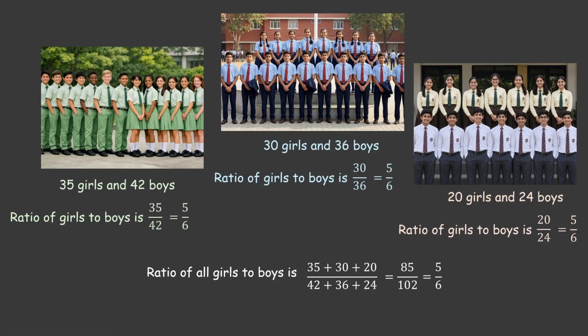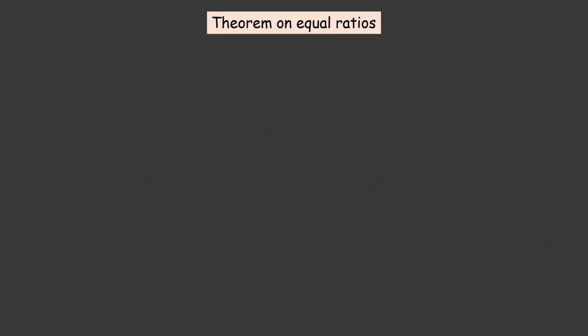So we see that if we have two or more than two equal ratios, then adding their numerators and denominators would also give us the same ratio. And this is not just true for this case, but for every single case. And therefore, this is a theorem called the Theorem on Equal Ratios. Well, let us see what this theorem says.